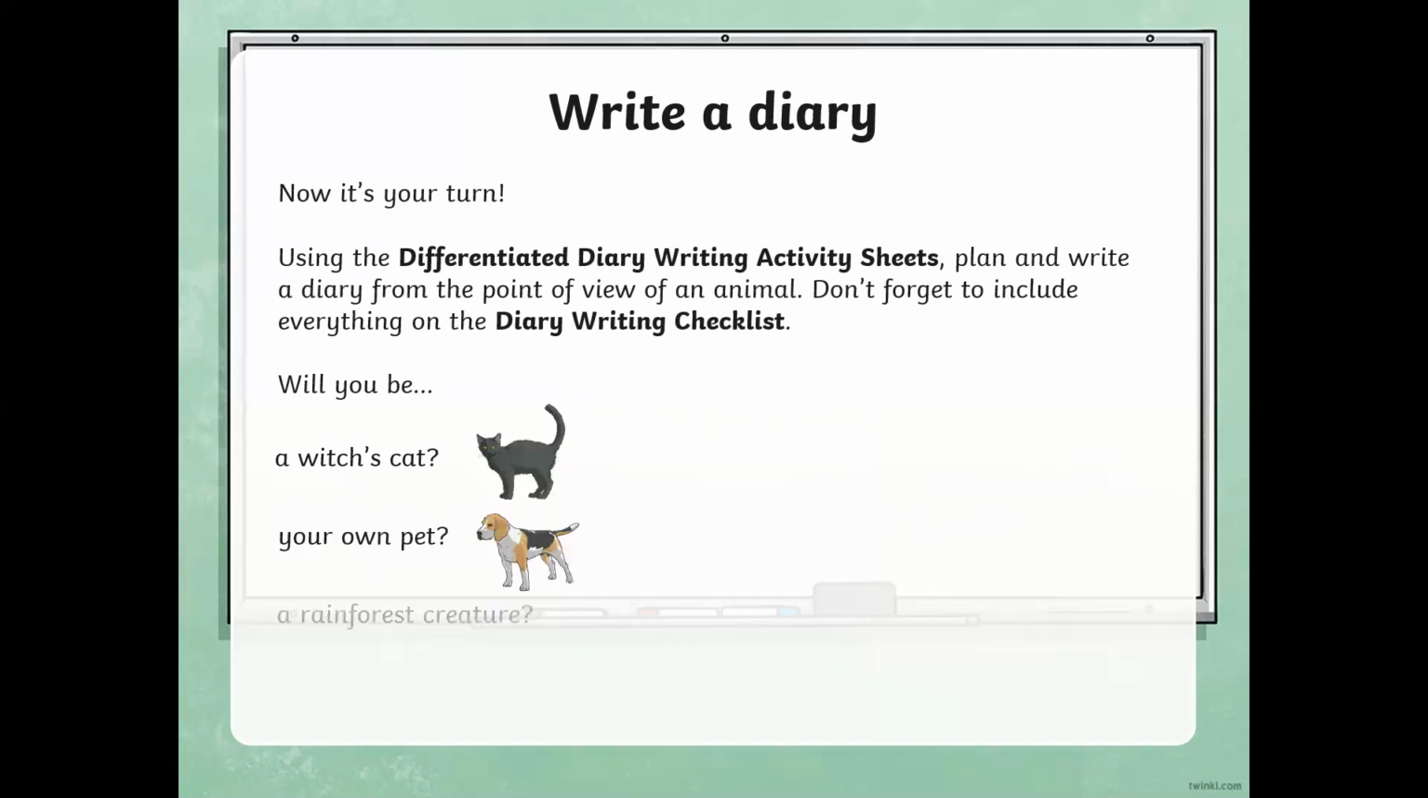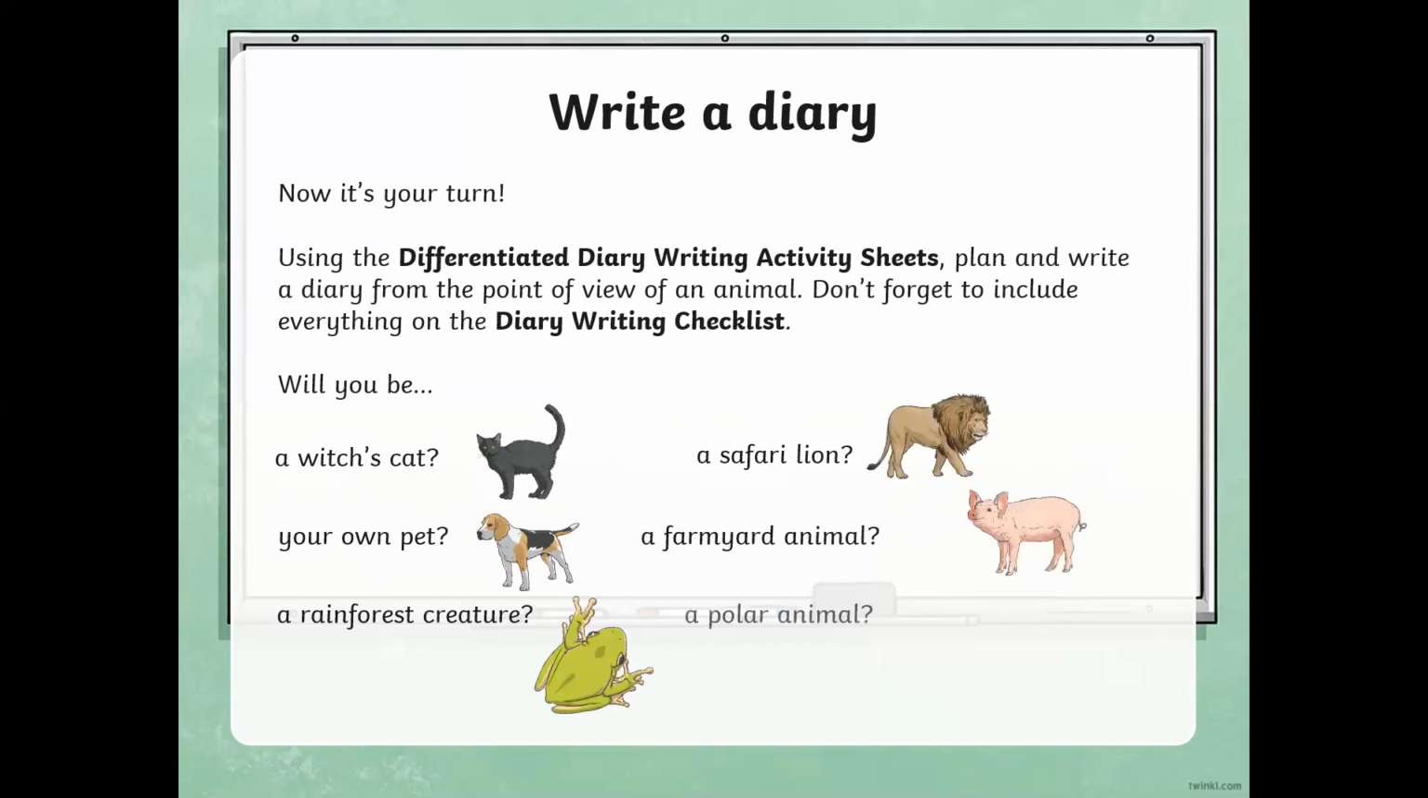Now, when you're writing your own diary, you're going to have a choice of some different characters. They're all animals in this case. You'll get either a witch's cat, your own pet, a rainforest creature, a safari lion, a farmyard animal, or a polar animal. So you're planning and writing a diary from the point of view of an animal. Not only do you have to imagine you're someone else, but you're something else this time as well. So you can be really creative and really use your imagination to put together a really interesting diary piece.